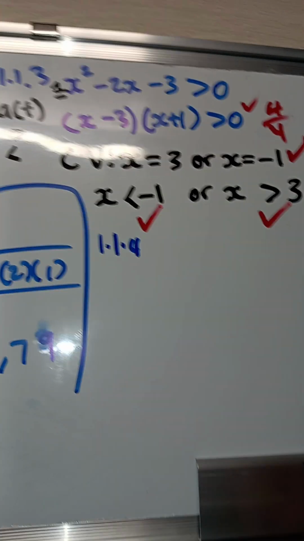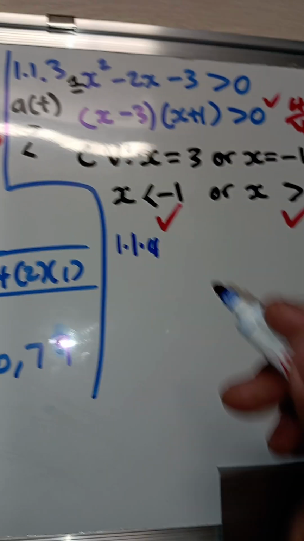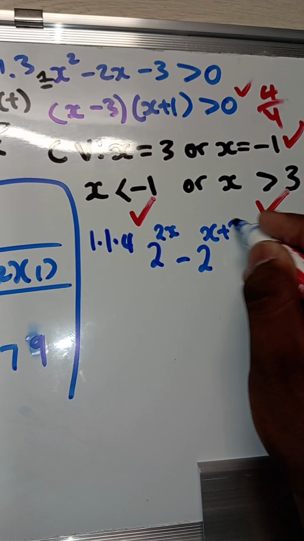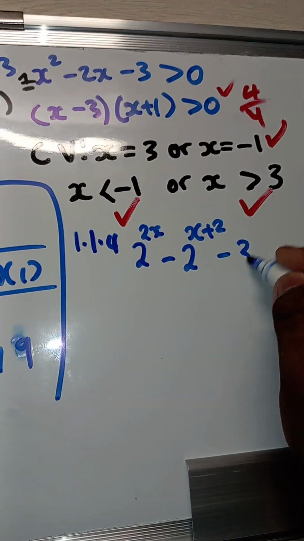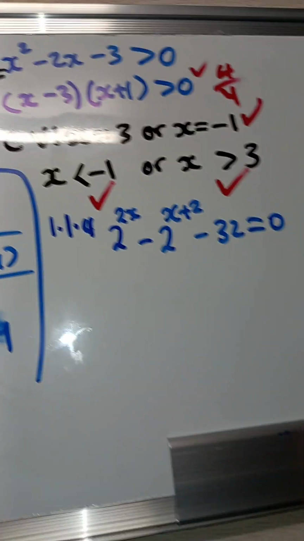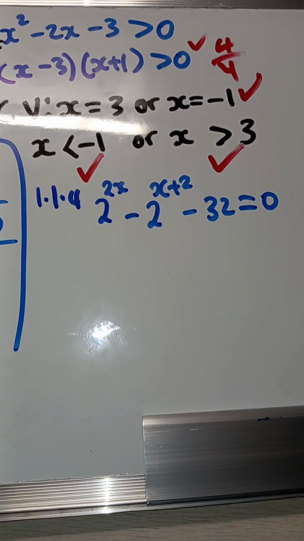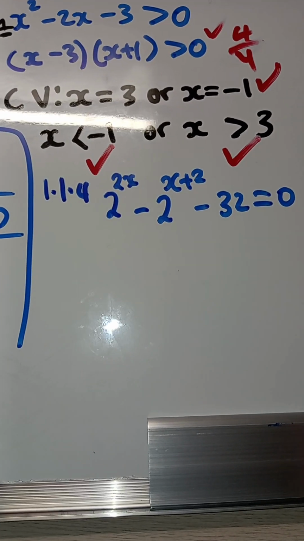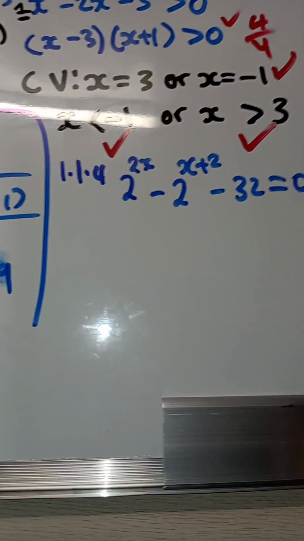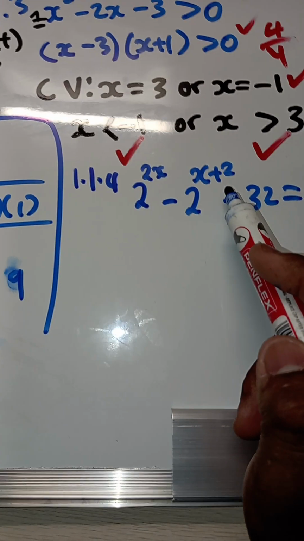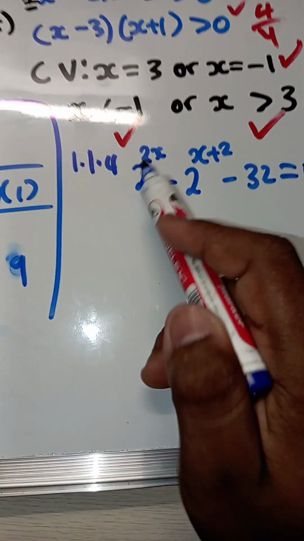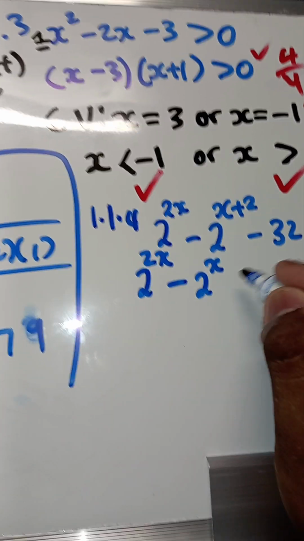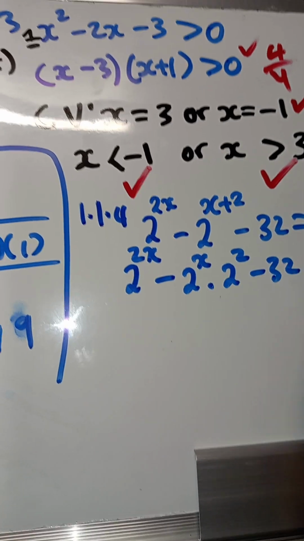1.1.4. It is exponents, my favorite, as you know. Now, 2 to the power of 2x minus 2 to the power of x plus 2 minus 32 equals 0. Now, what is going on here? I can see minus and minus and just plus or minus that thing. So it means that I can factor out what's common. But can I do that? Can I split here? Yes, I can split. But if I split, I can see that these things are not the same. So basically, I'll have 2 to the power of 2x minus 2 to the power of x times 2 to the power of 2 minus 32 equals 0.